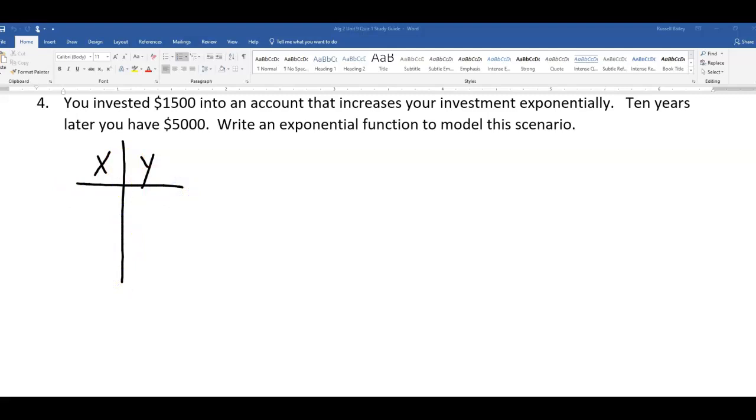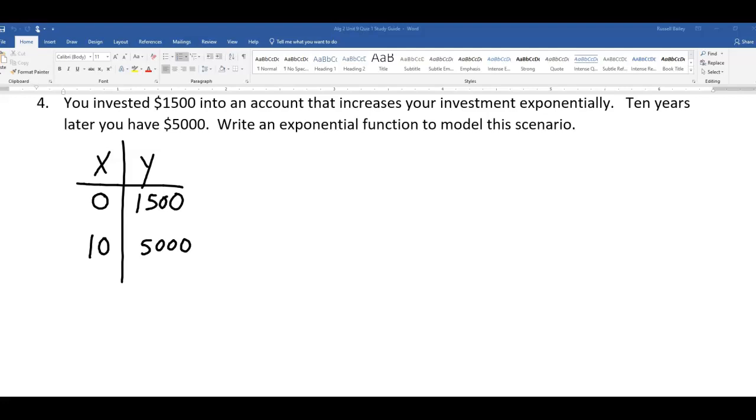We're going to let the starting time be 0. And at the beginning, we have $1,500 in the bank. And then it says 10 years later, we have $5,000 in the bank. Okay? After that, you're going to solve this problem in very much the same way that we did the last one. So I'll go through this a little bit quicker just so we don't waste time. But from here on out to write the equation, it'll be the same. But the main thing is to get it set up.